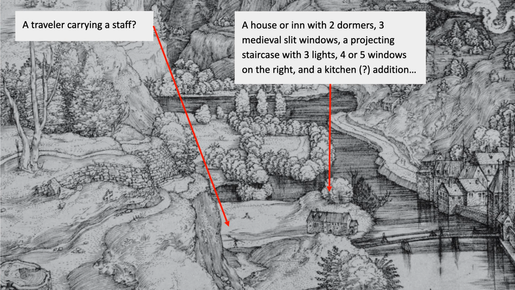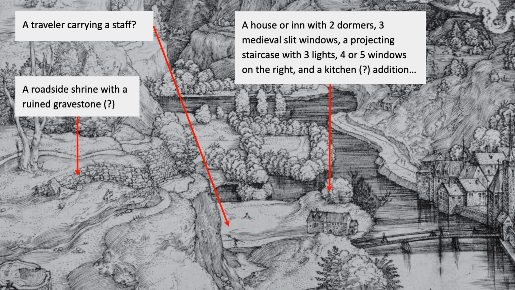There's somebody walking across toward the town, toward the bridge, carrying a staff, but it's really hard to make out what in the world that figure is because it's just almost too small for Dürer himself to draw. And over on the left, there's a roadside shrine of some sort. There's a cross, and maybe it's a ruined gravestone. Also really hard to tell. So those are tiny, quote-unquote, northern or Germanic traits within a landscape, which as a whole is very well balanced.